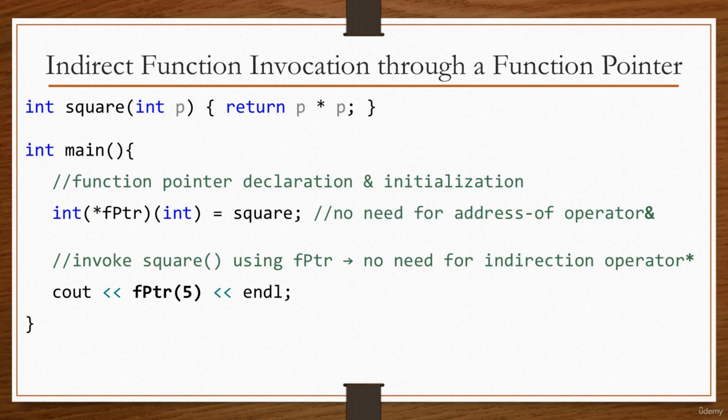Next, we have an example of an indirect function invocation through a function pointer fptr. That is in the final statement in main in a console output statement. We do cout, the stream insertion operator, fptr, which again is the function pointer name. We pass in 5 for the argument, and then of course we do endl. And as you can see, there's no need for the indirection operator, that asterisk operator. We use the function pointer name as is, so fptr, the parentheses, and we pass in the arguments.